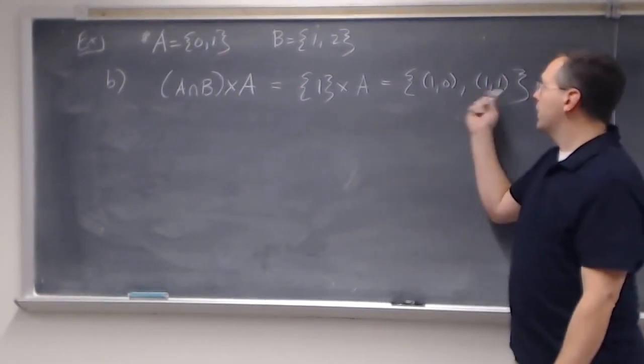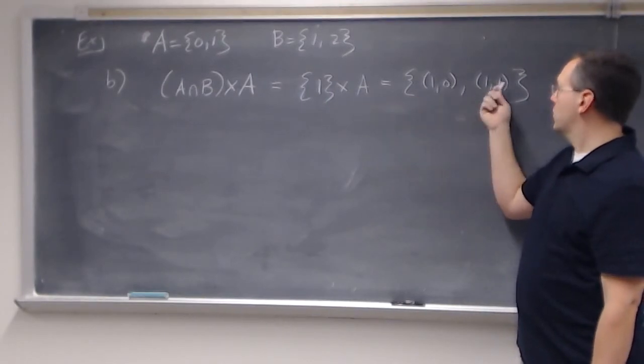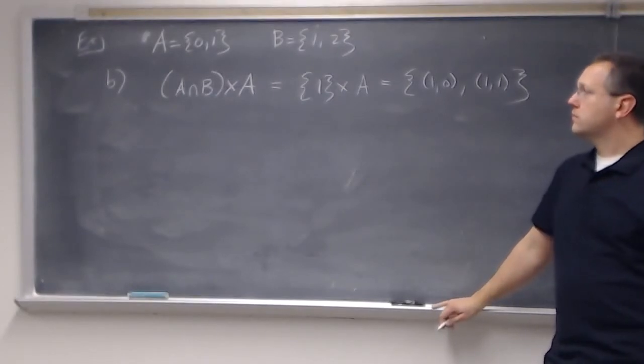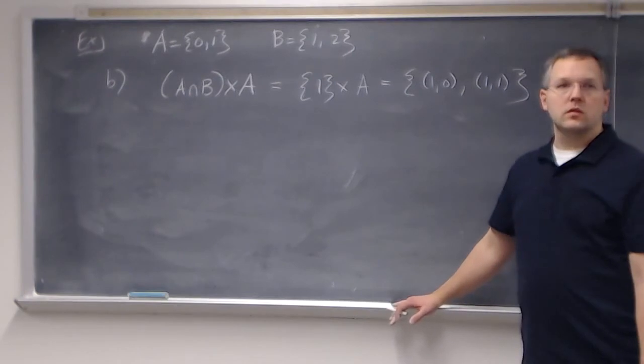First coordinates have to be 1. The second coordinates can be any element of A. Well, there's only 2 elements of A, 0 and 1. Okay. Any questions?